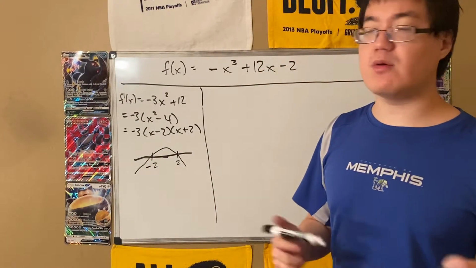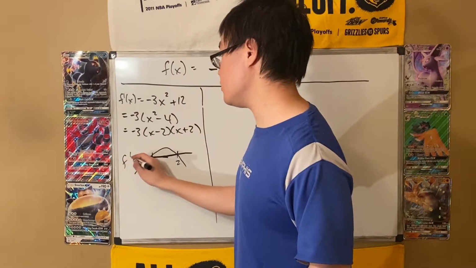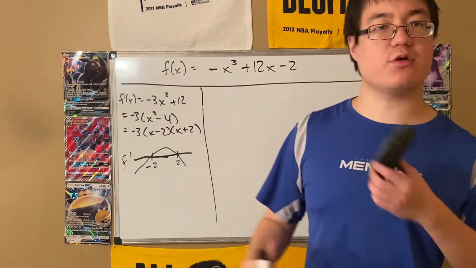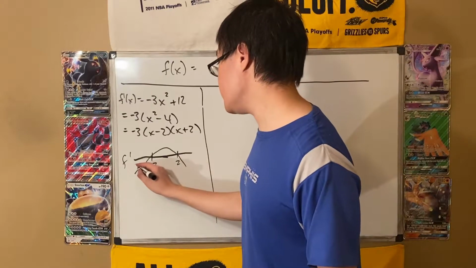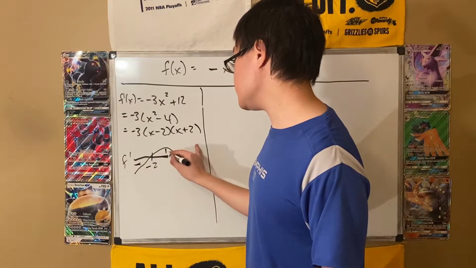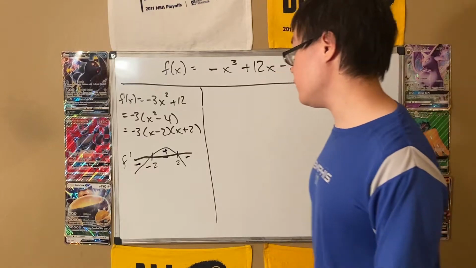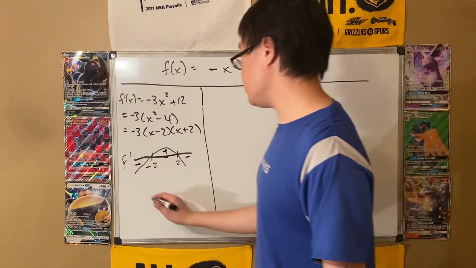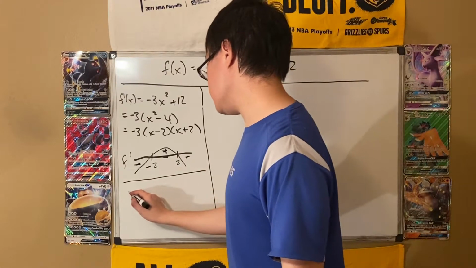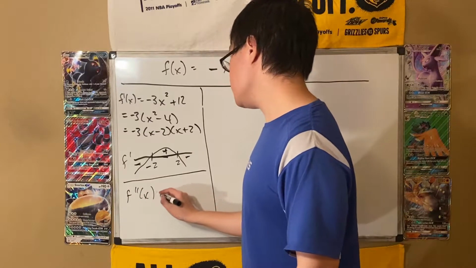Remember, we don't actually care about what this shape looks like because we're doing a sine chart of f prime. We don't care about the graph of f prime. So all we care about is that it's negative in this interval, positive in this interval, and then negative in this interval. Then what we're going to do is we're going to do f double prime. Again, just to speed things up a little bit. So what's f double prime?